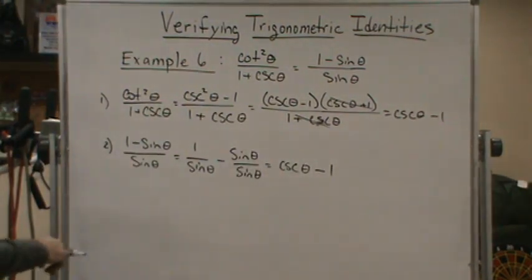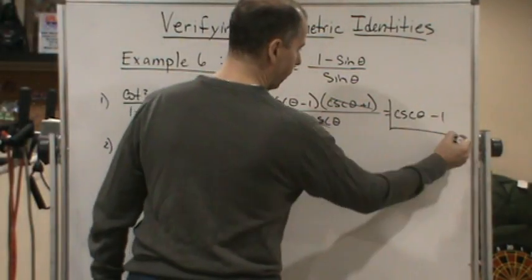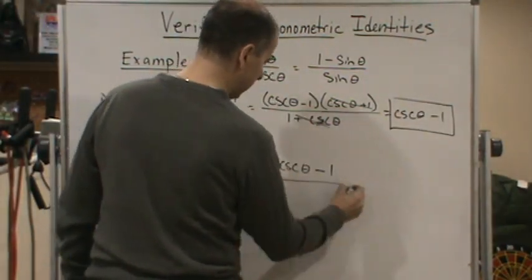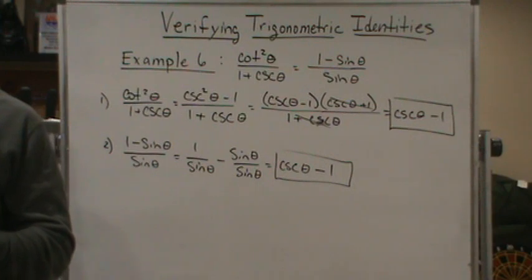So since I took each side and I was able to show that both sides can be simplified to the same thing with a string of equals, then they both have to be equal to each other. And we're done.